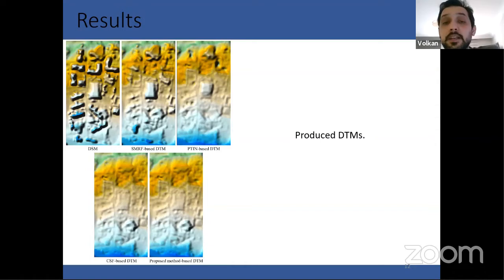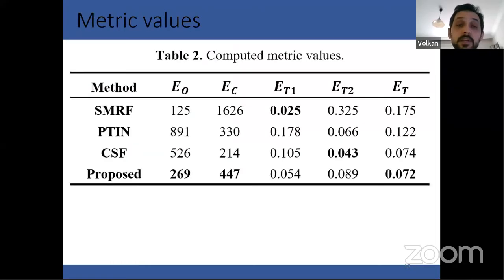On the other hand, the original SMRF and progressive TIN densification algorithms kept a considerable amount of the non-ground points, which we don't want. And these are the metric values computed from the filtered point clouds. As you can see, the filtered point cloud obtained from the proposed method resulted in the best total error value. The standard SMRF algorithm showed the worst performance of all.